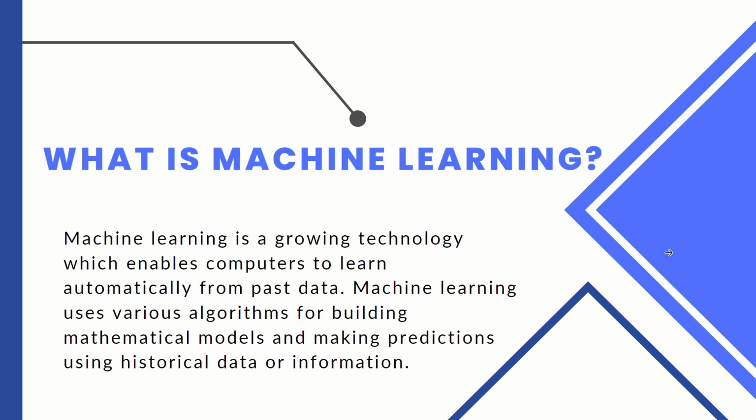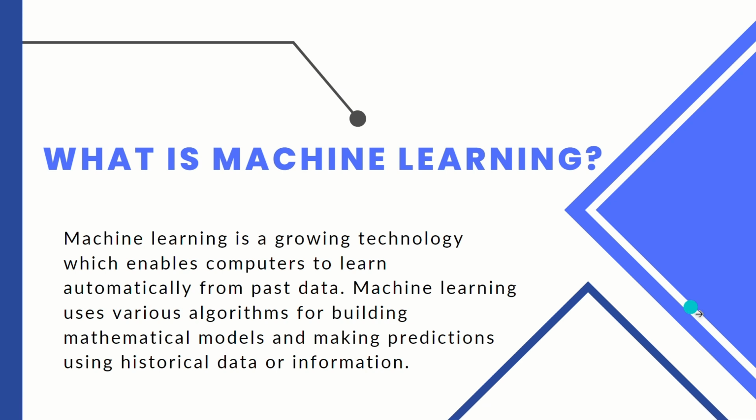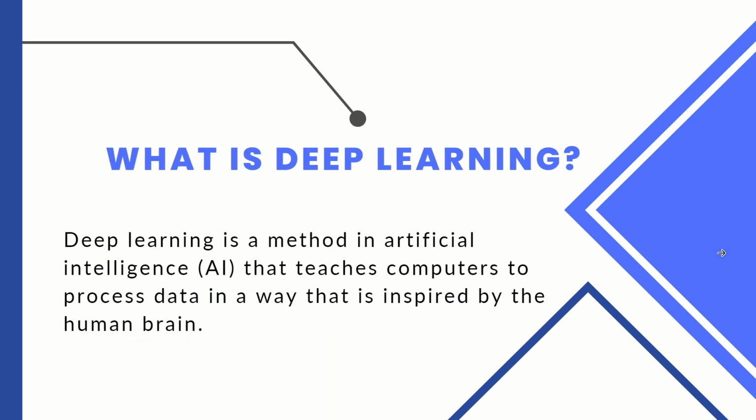So firstly, what is machine learning? Machine learning is a growing technology that enables computers to learn automatically from data. It uses various algorithms and builds models which help in making predictions based on previous data. It's as simple as predicting the weather, or predicting something based on just given data. When you make a computer do that, that is machine learning.